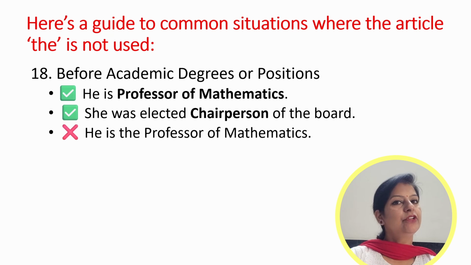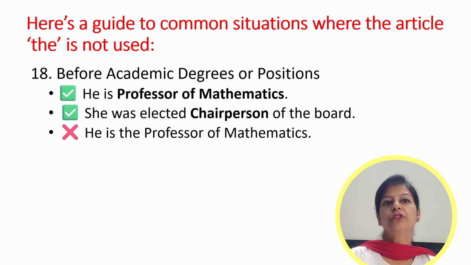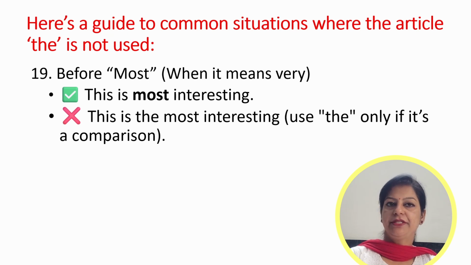Number 18, we don't use the before academic degrees or positions. Examples, he is a professor of mathematics. It is correct. She was elected chairperson of the board. It is also correct. He is the professor of mathematics is incorrect. No the is needed before these titles or positions.